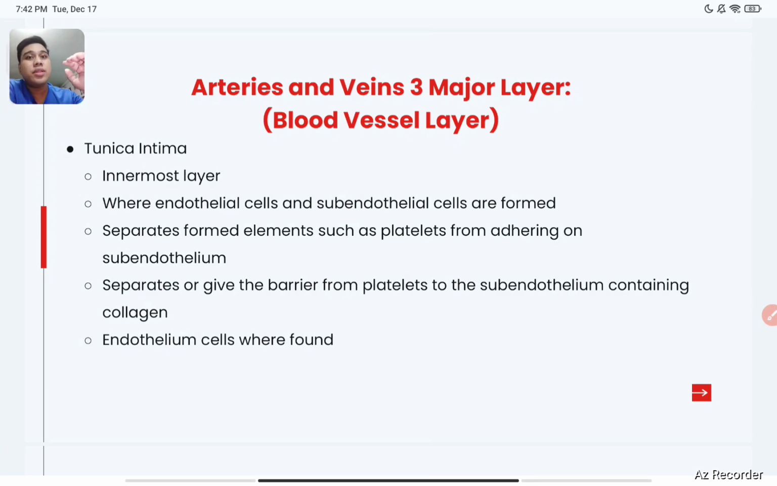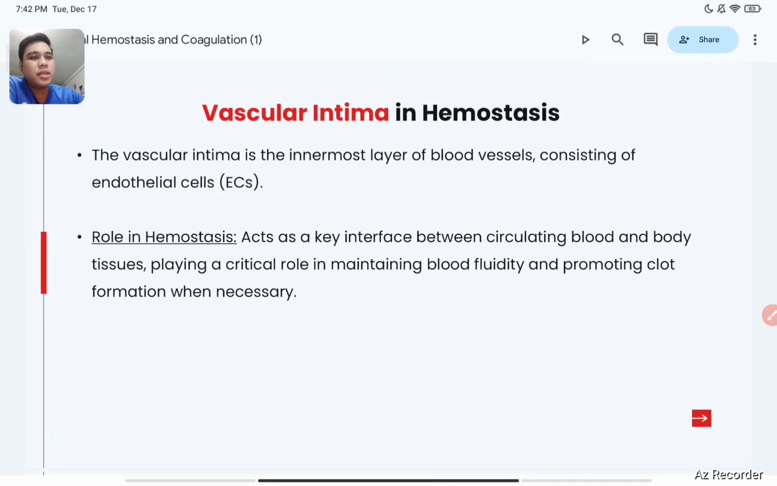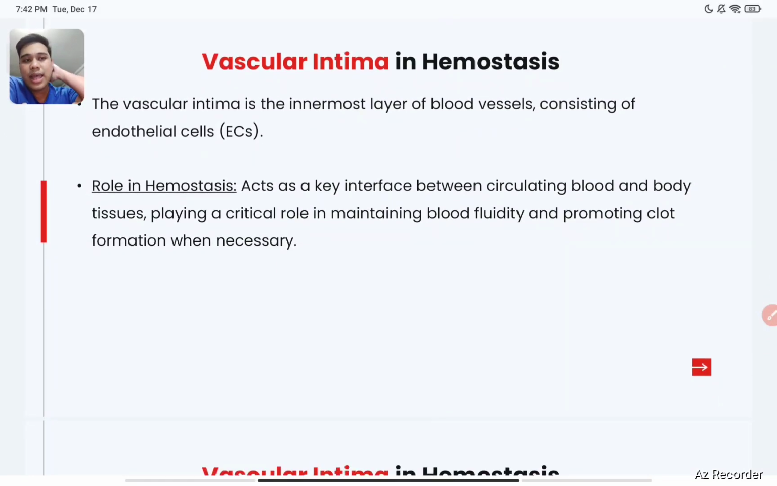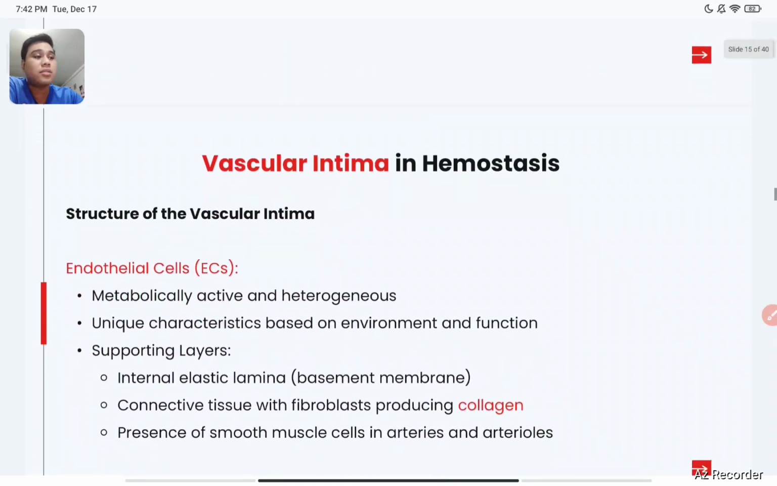But later on, we will discuss yung mga substances secreted by the tunica intima, which does not promote the adherence of platelet to the surface para hindi ka basta-basta nagkakaroon ng clot pa rin. So the vascular intima, it's the innermost layer of the blood vessel consisting of endothelial cells. So its role in hemostasis, it acts as a key interface between circulating blood and body tissues, and playing a critical role in maintaining blood fluidity and promoting clot formation when necessary. So take note of the word when necessary lang. Hindi basta-basta nagkakaroon ng clotting dyan.